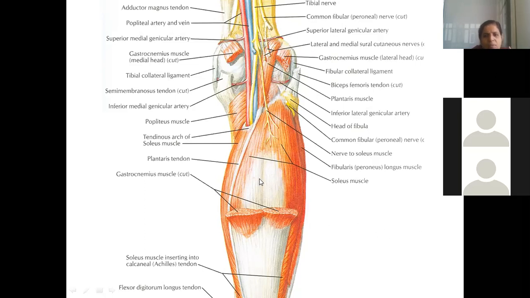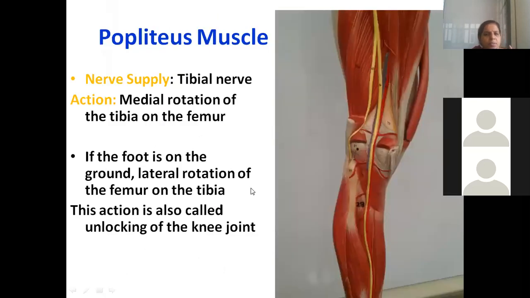So this is the nerve which is going to soleus. That means posterior compartment muscles are supplied by the tibial nerve. So the nerve supply of popliteus, because it is seen in the posterior compartment, is also the tibial nerve. Its action is that it helps in unlocking of the knee joint. Remember this word, unlocking. It is nothing but medial rotation of the tibia over the femur. That is unlocking.